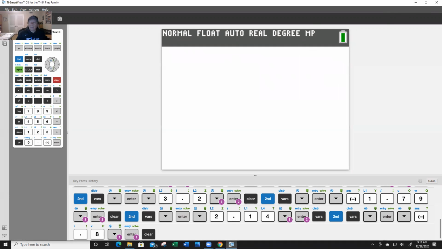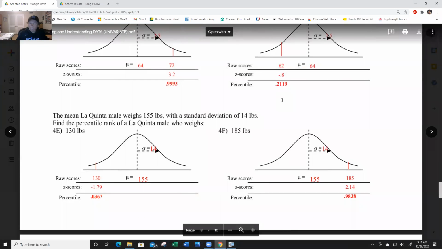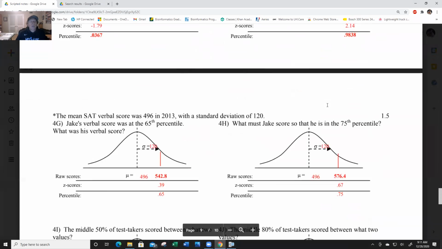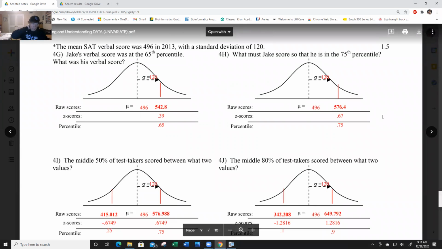Let me clear that. Got a little bit going. Okay. Finally, now. So I went out of order. That was weird. Okay. The mean SAT verbal was 496 in 2013. The standard deviation of 120. All right. Sounds good. Jake's score was at the 65th percentile. All right, we're going backwards now.